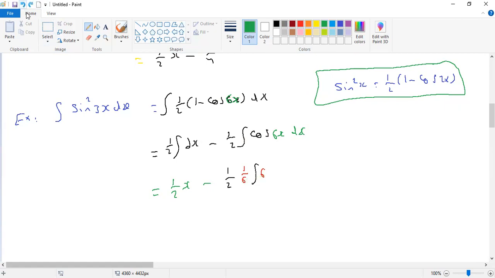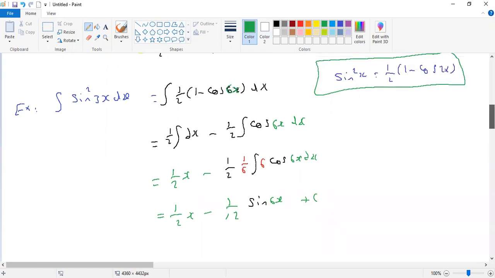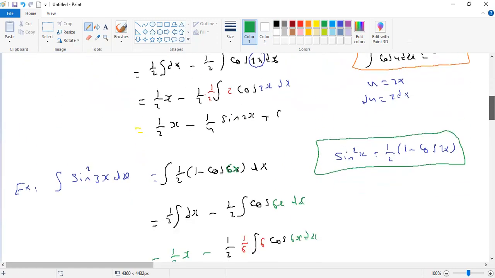Now, what do I have? Cosine 6x dx, see the red color? I multiply by 6 and divide by 6. Now, equal to half x minus 1 over 12 times the integral of cosine u du, which is sine u. Plus c. So this is the answer. This is related to the sine square, the first example and the second example.